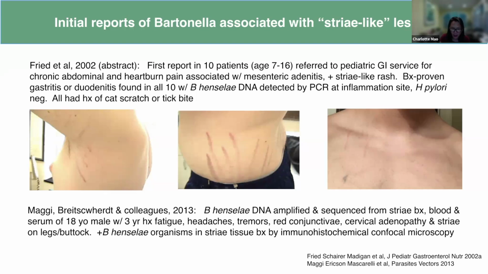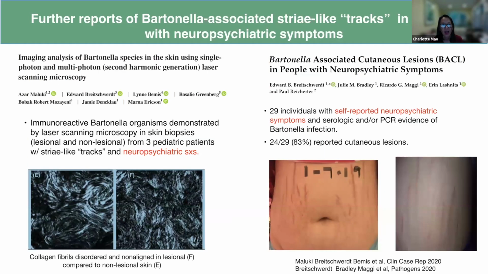Then Professor Breitschwert and colleagues, about a decade later in 2013, reported the first demonstration of Bartonella henselae organisms in striae tissue biopsy from an adolescent male who had a complex of symptoms related to Bartonella henselae infection. The organisms were demonstrated in striae tissue biopsies by immunohistochemical microscopy. This group went on to do 2 additional reports of Bartonella-associated skin lesions in patients with neuropsychiatric symptoms.